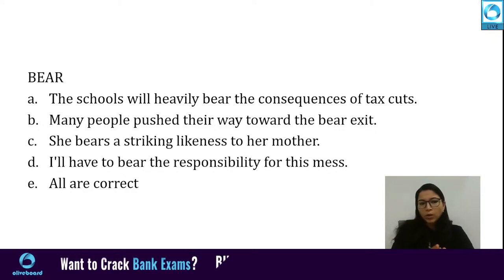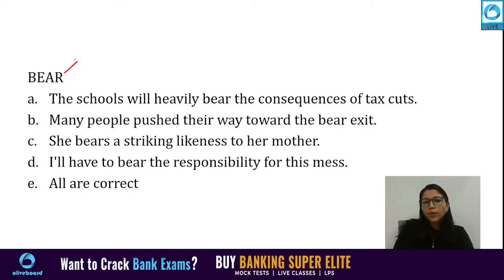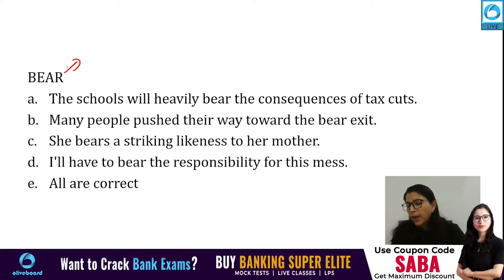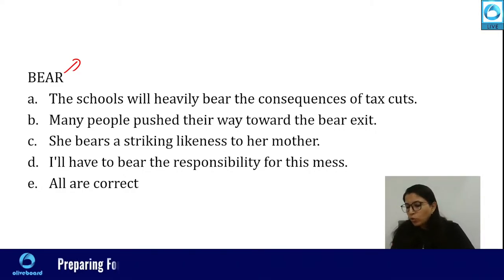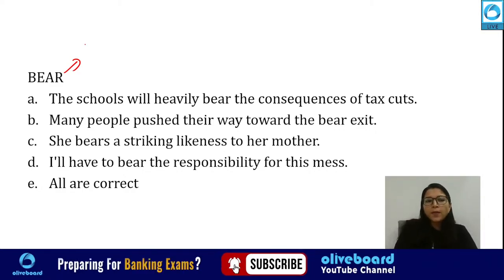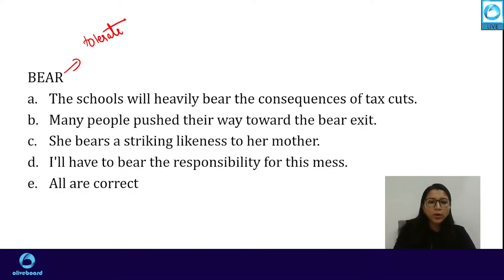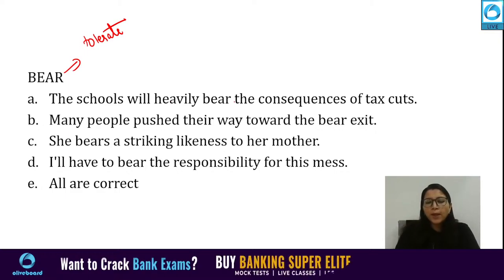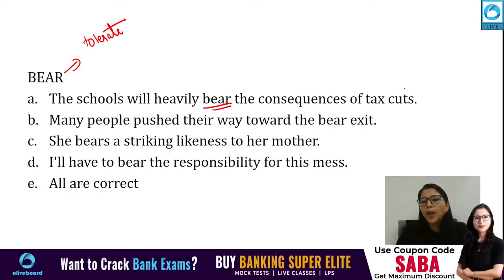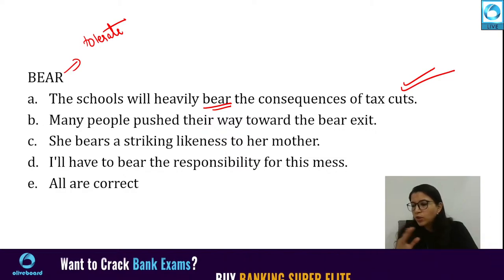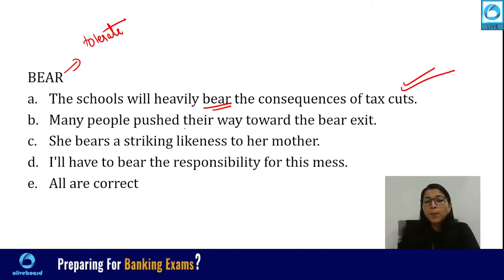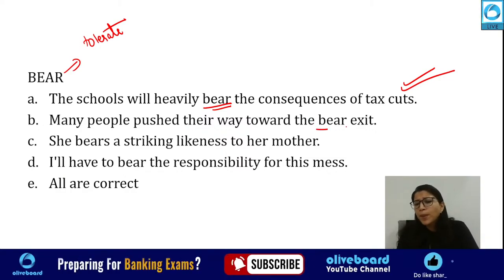Okay. Now see, you know the meaning of the word bear. It can be used as a verb also. It can be used as a noun also. So bear as a noun, you know it is an animal. Bear as a verb means tolerate. Okay? Bear as a verb means what? Tolerate. So the schools will heavily bear the consequences of tax cuts. Absolutely correct. They will have to tolerate. The usage is correct. Many people pushed their way toward the bear exit.